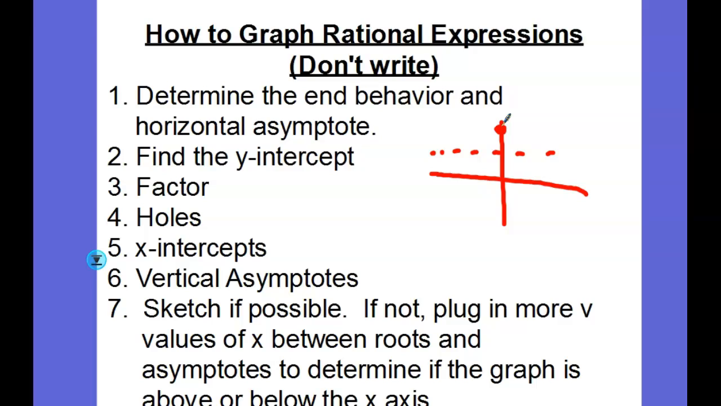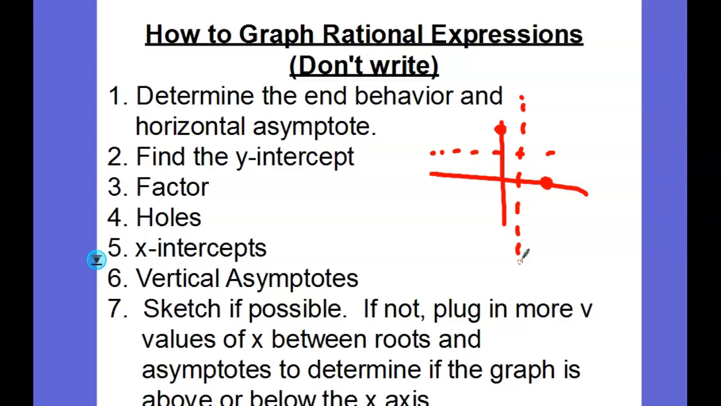We don't like it factored for the first 2 steps. It works kind of nice the way it is for these 2 things. But for the rest of the stuff, we like it in factored form. So we're going to factor it. We're going to see if there are any holes anywhere, any X-intercepts anywhere, and any vertical asymptotes anywhere. And after we do that, we may be able to sketch the graph. You may or may not have enough information at that point.